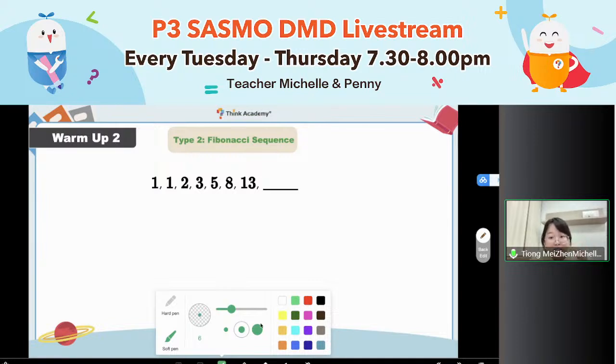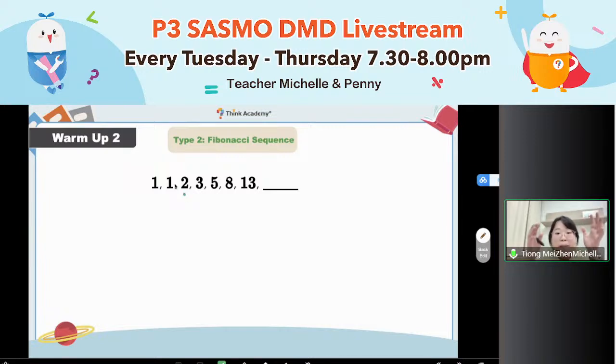call the Fibonacci sequence. Fibonacci sequence, you can search on YouTube. It's a story about the reproduction of rabbits. Okay? As simply in short form, I will tell you this one. How to look at the pattern: the terms here will be the sum of the previous 2 terms. What does it mean? 2 is the sum of the previous 2 terms, which is 1 plus 1 equals 2.